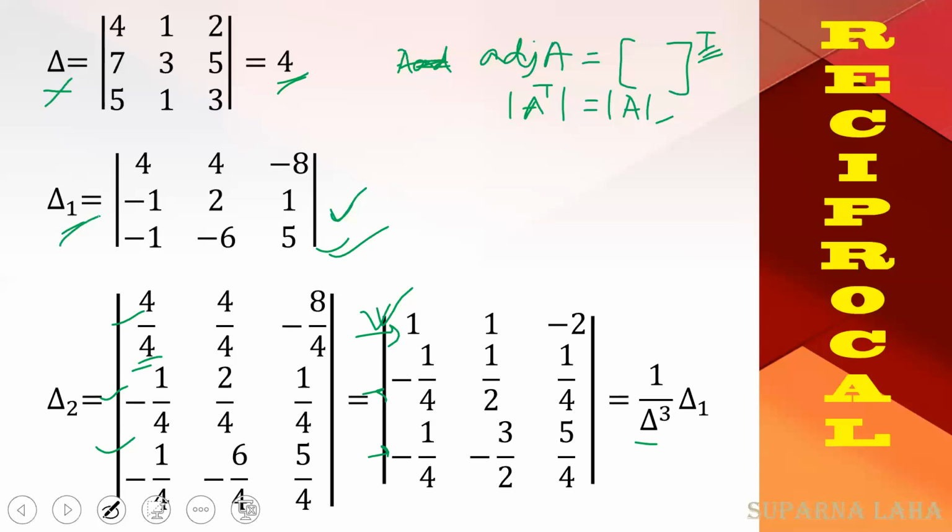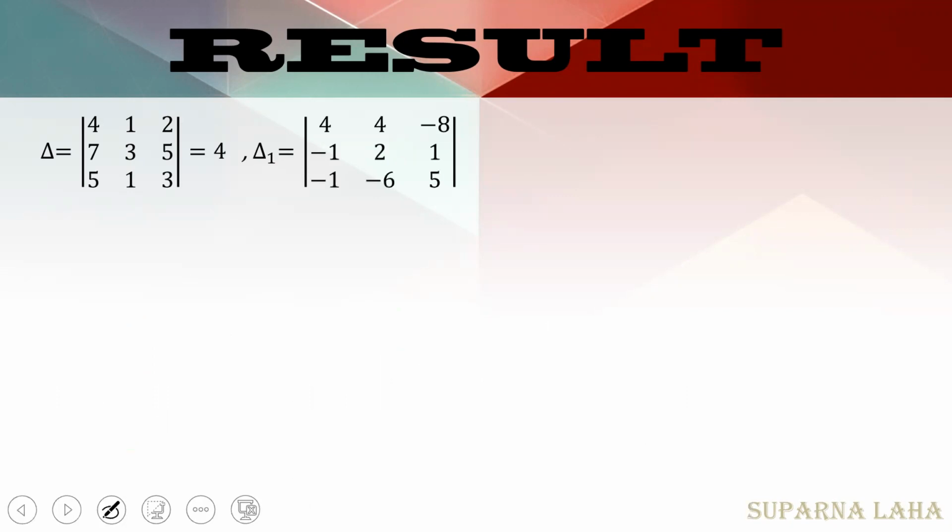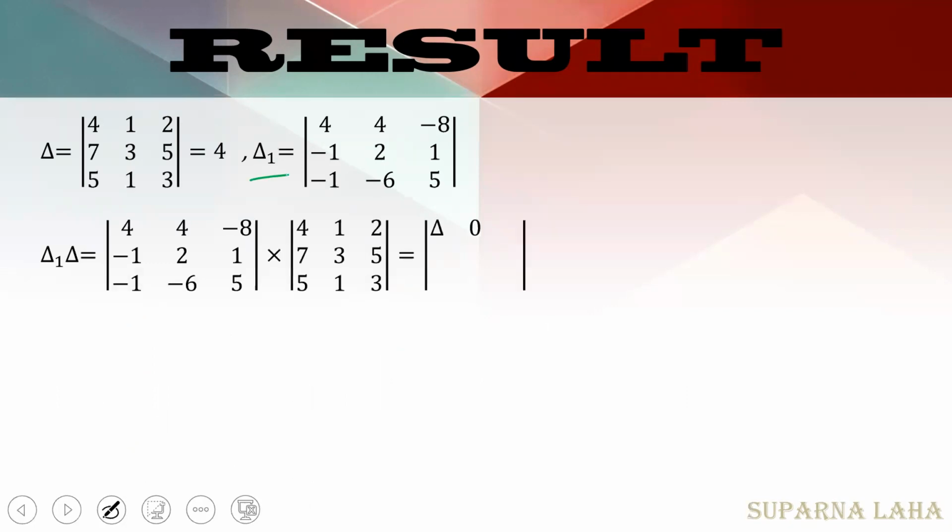According to all these properties, there is a result. What is the result? If this is the determinant of A, and this one is the determinant of adjoint A, then its reciprocal, determinant 1 into determinant of adjoint A into A, is given by this value. Since the value is always 4 0 0, 0 4 0 and 0 0 4, we can write this thing like that.